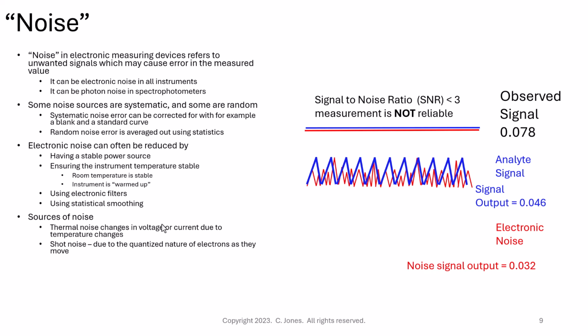And again, noise is random, all right? The noise is random, and so we just need to make sure that we get enough of a signal from what we're trying to measure that it's at least 3 times higher. That signal from the analyte is 3 times higher than the noise signal.